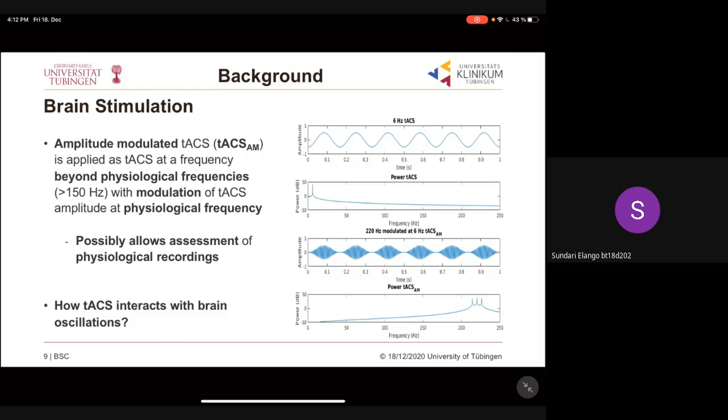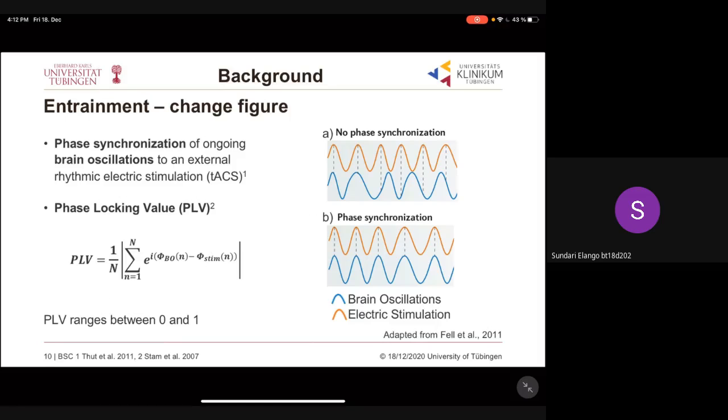The next question comes: even though the power of this kind of stimulation signal is delivered at the higher frequencies, is it really possible that the modulation frequency of 6 hertz is also getting influenced by this electrical stimulation signal in the brain? This is what I'm going to show you briefly in the coming slides.